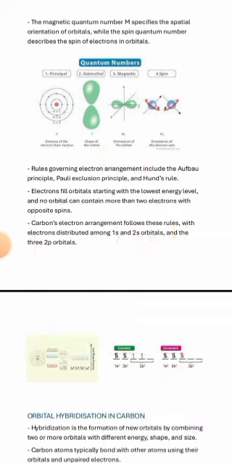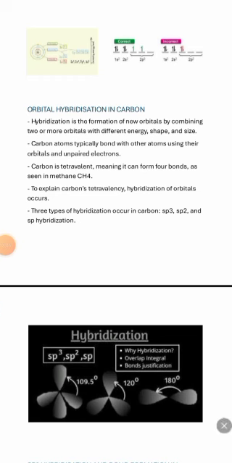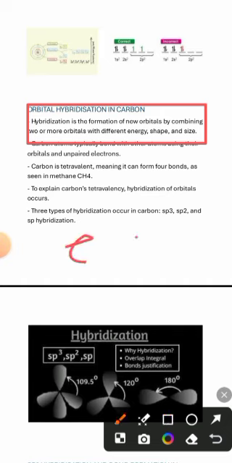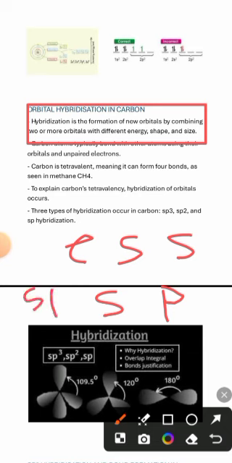Now we'll look at the orbital hybridization in carbon. Hybridization is the formation of new orbitals by combining two or more orbitals with different energy, different shape and different size. Like we can combine an s orbital with a p orbital. We can also combine an s orbital with two p orbitals and so on.